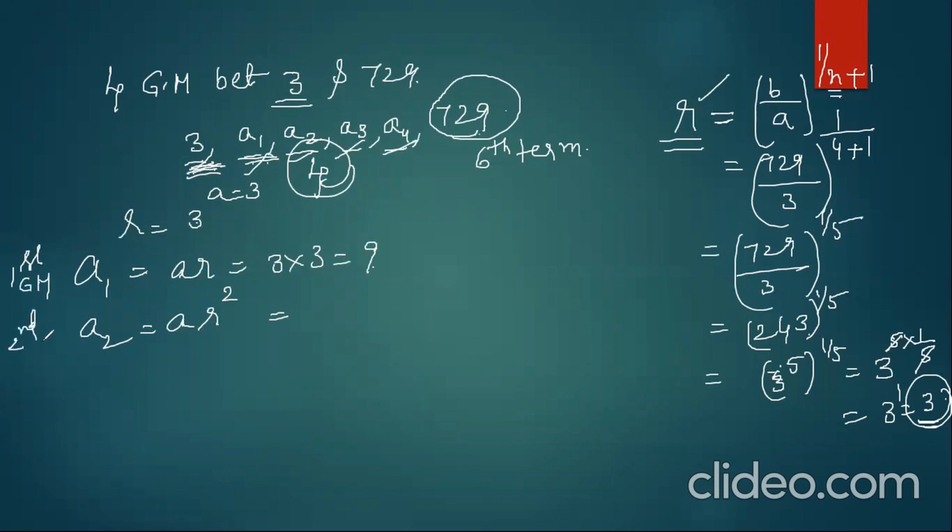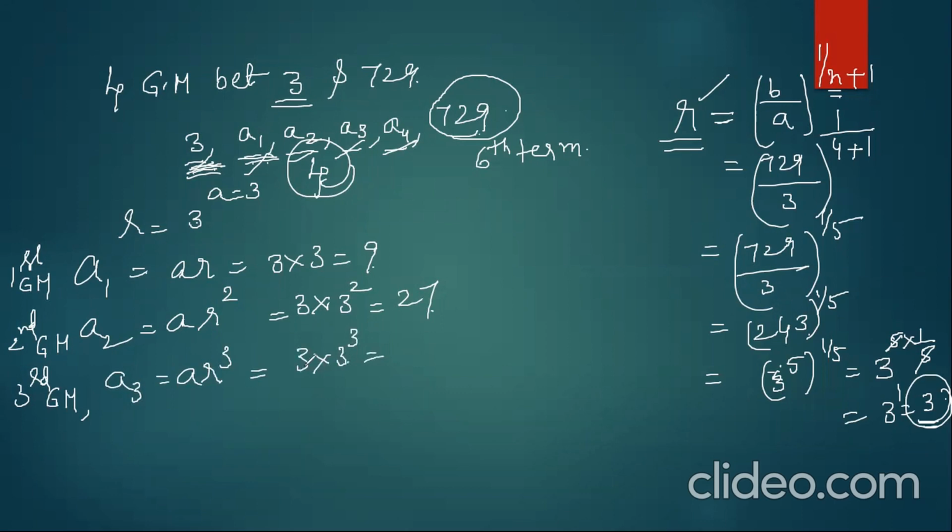This is second GM. So, A into R square, so 27. Next, third GM. What is third GM? A3 is equal to AR cube. 3 into 3 cube. That is 3 cube is 27. 27 threes are 81. Okay.